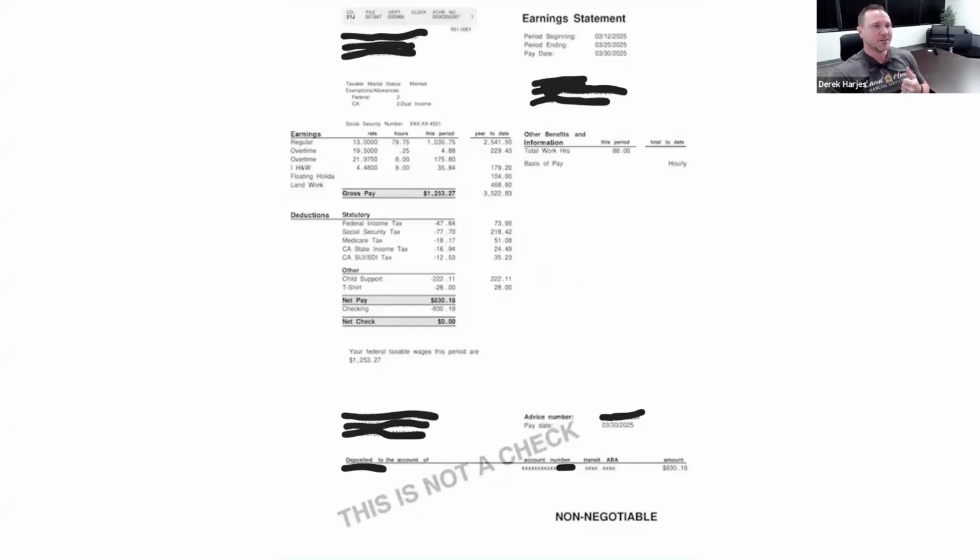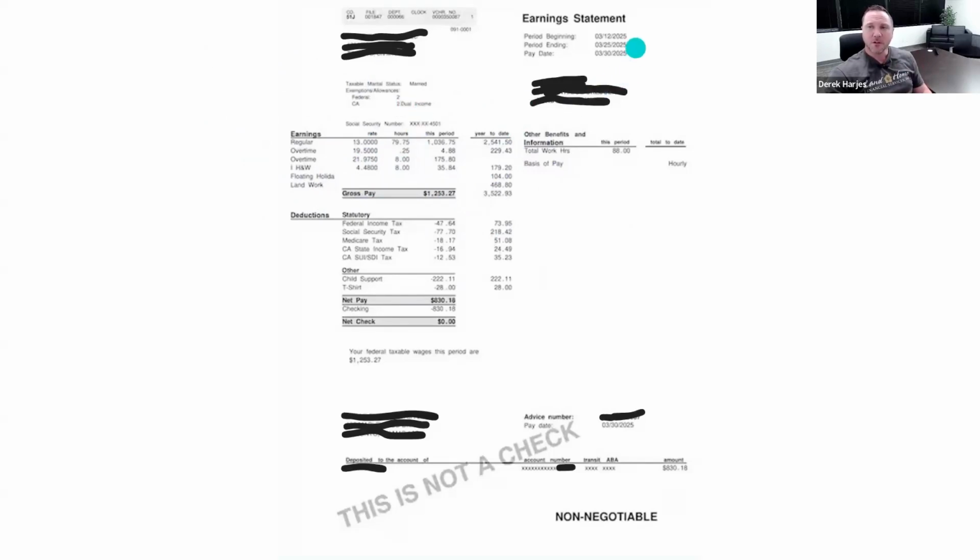As you can see on this pay stub, we've got the earnings up here: regular, overtime, holiday pay. It's got the hourly rate and how many hours worked. And the important thing is it has year to date over here. We need to see this format of a pay stub because we need to see the pay rate, the hours worked, and the year-to-date income. This is the important piece right here.